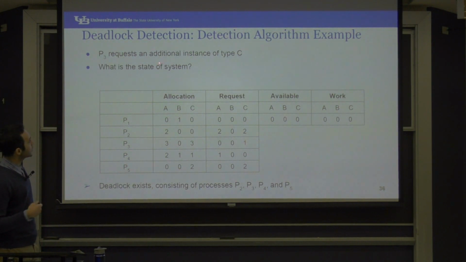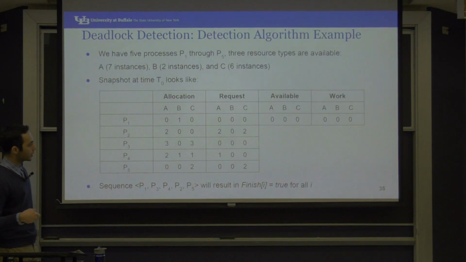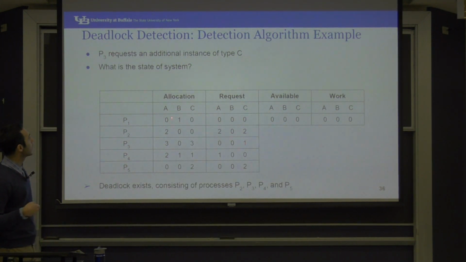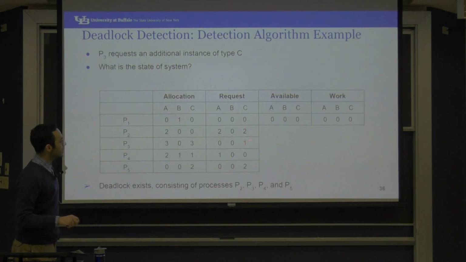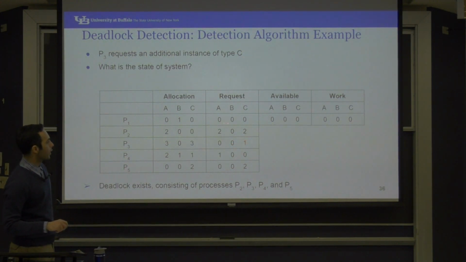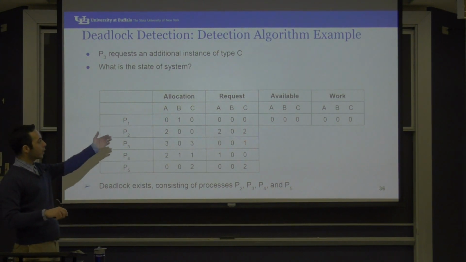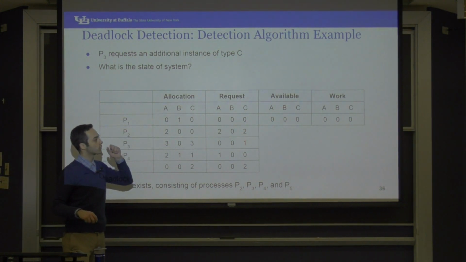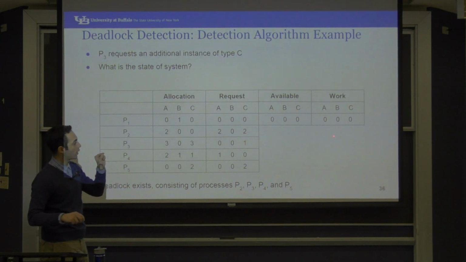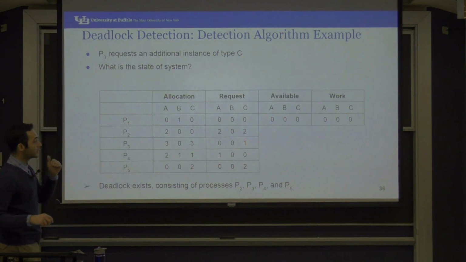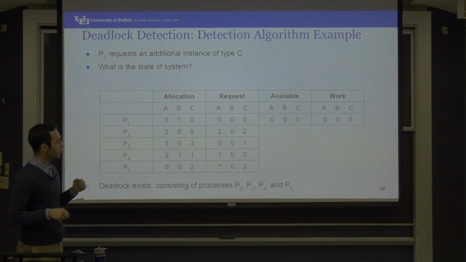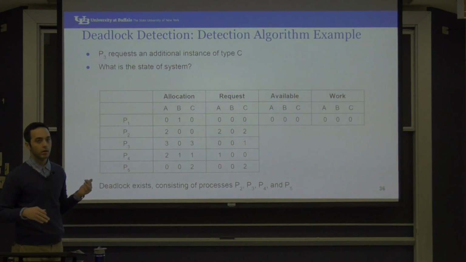Now, if P3 requests an additional instance of type C, right, it will request 1 more of this. Now what will happen? What is the state of the system right now? So if P3 does this, our available is 0, 0, 0, so let's see. We can let P1 finish because it's not requesting anything. Once P1 finishes, it will release 1 B. So our work will be 0, 1, 0. With that 0, 1, 0, can we allow any of these requests? No.